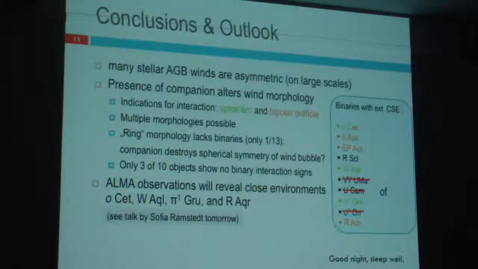Interestingly, the ring morphology lacks binaries. We only have 1 out of 13 ring objects in a binary system. So the question here is, does the companion destroy this spherical symmetry? And only 3 out of 10 objects show no binary interaction signs. So for these we don't see anything that we can relate to binarity. And for the future, there will be ALMA observations for the remaining objects, and we'll hear more about that tomorrow. Thank you.